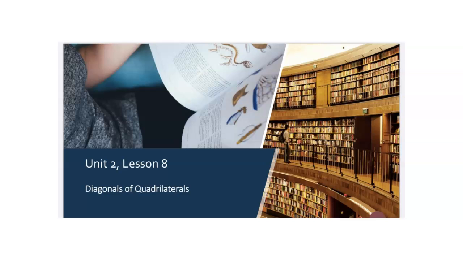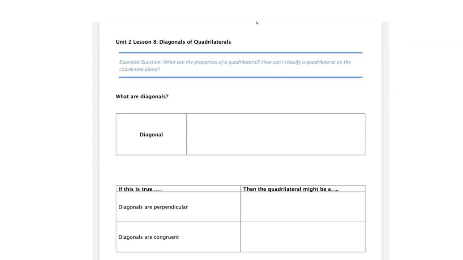Let's get started with Unit 2, Lesson 8, Diagonals of Quadrilaterals. Our essential questions for this lesson are, what are the properties of a quadrilateral? And how can I classify a quadrilateral on the coordinate plane?